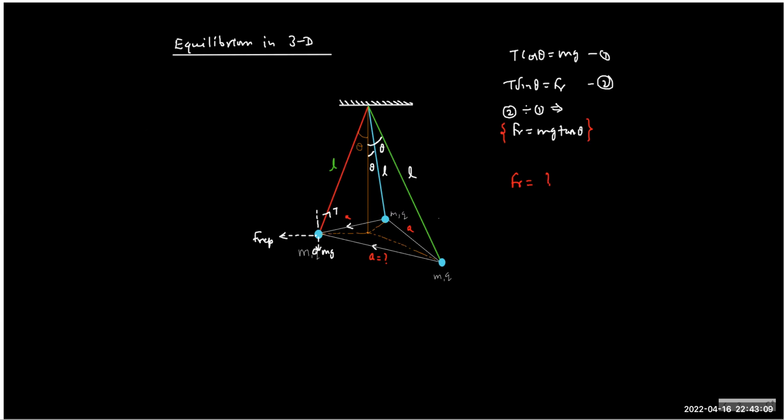Sir, I did it, sir. Okay, great. Sir, I'm getting mg into a divided by under root of 3l square minus a square.